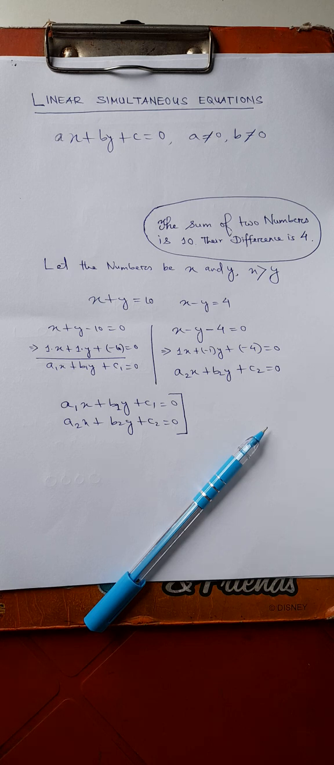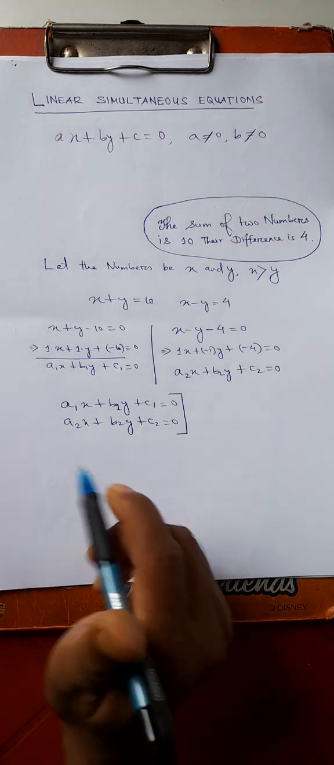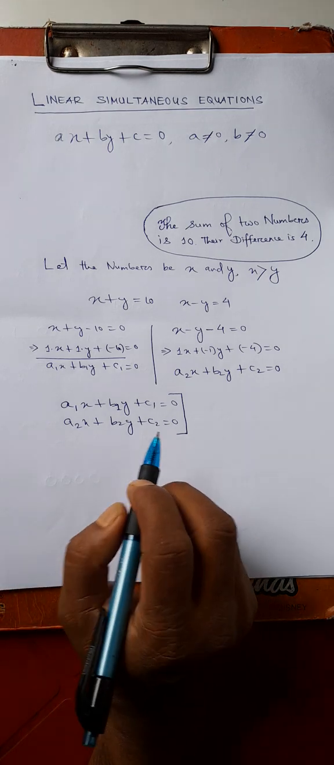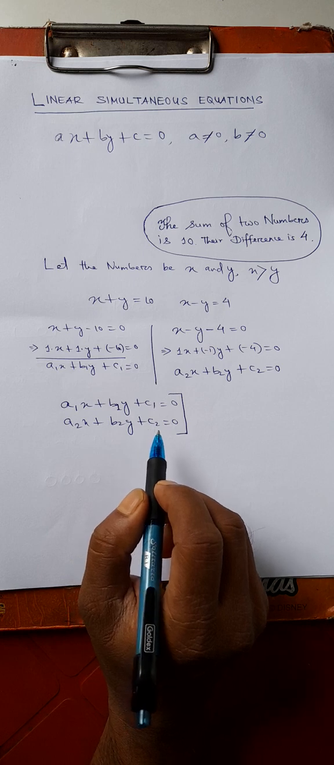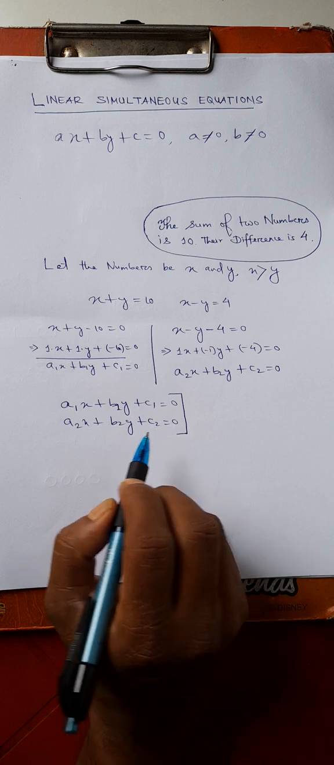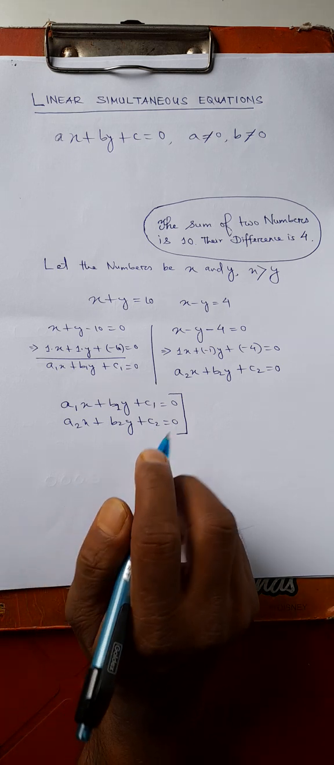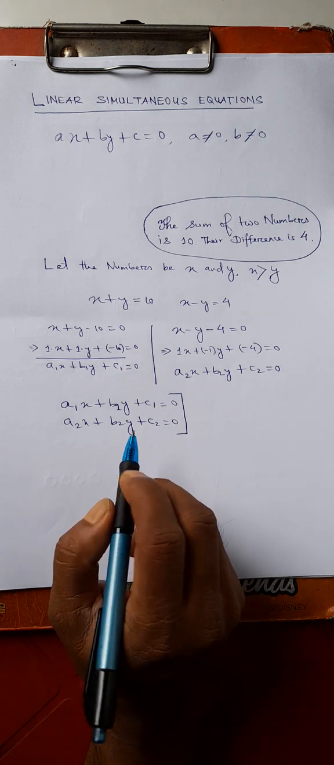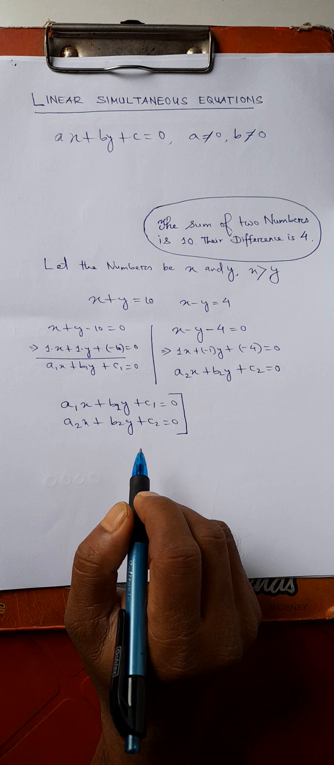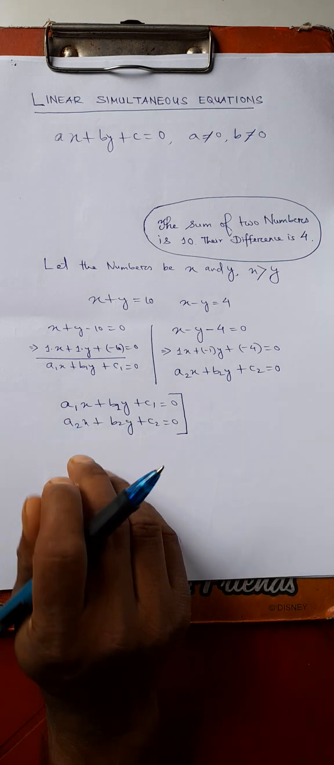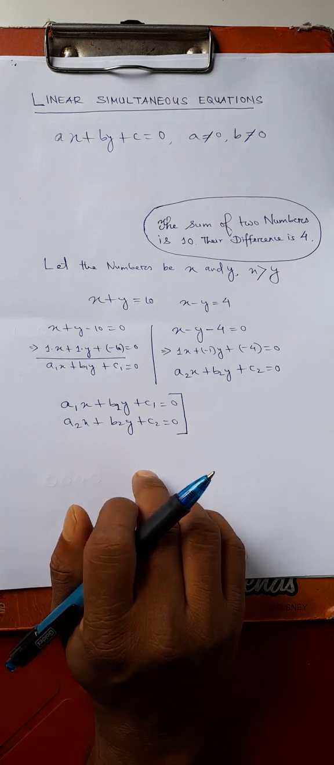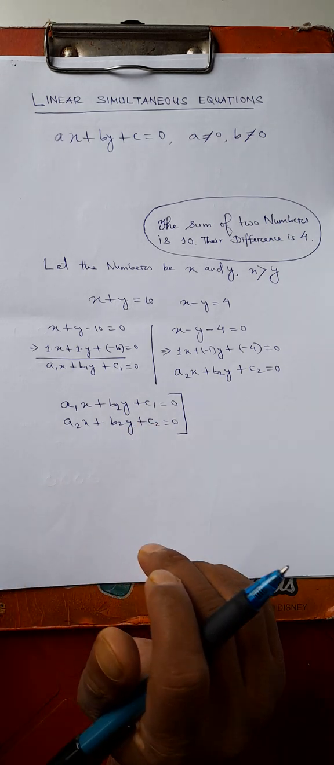Now let us discuss the solution of linear simultaneous equations. How will you solve a pair of linear simultaneous equations in two variables x and y? It means finding the values of x and y for which both equations are satisfied. You will have to find values of x and y for which the left hand side and right hand side of both equations are the same, equal.